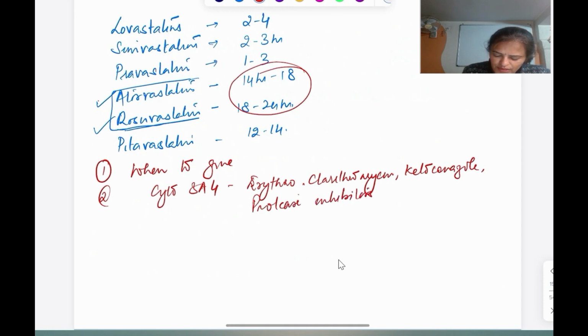Then in this group only, the fibrates, with which certain side effects are added if you are going to give it with the fibrates. So these are the important interactions. So when do we give it? In the night. And now what are the important side effects with this drug?